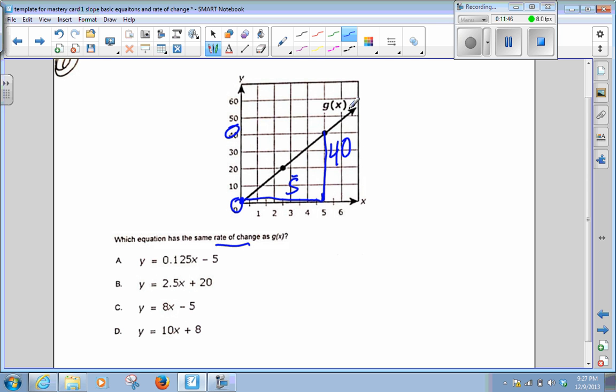So I need to do my change in Y. So that would be my 40 over my change in X, which is a 5. 40 over 5 simplifies to an 8 for a rate of change. The only equation that has a rate of change of 8 would be C. Remember, when it's in slope-intercept form like this, the number that is in front of the X is always your rate of change.